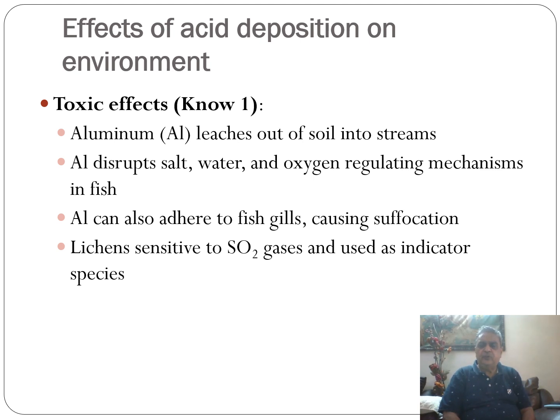Effects of acid deposition on the environment. They have a toxic effect. Aluminium leaches out of the soil into the streams. Aluminium disrupts the salt, water, and oxygen regulating mechanism in the fish. Aluminium can also adhere to fish gills, causing suffocation. Lichens are sensitive to sulfur dioxide gases and are used as indicator species.